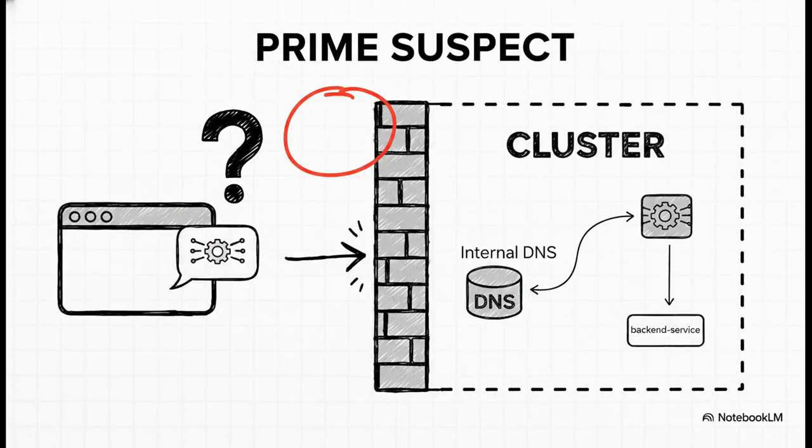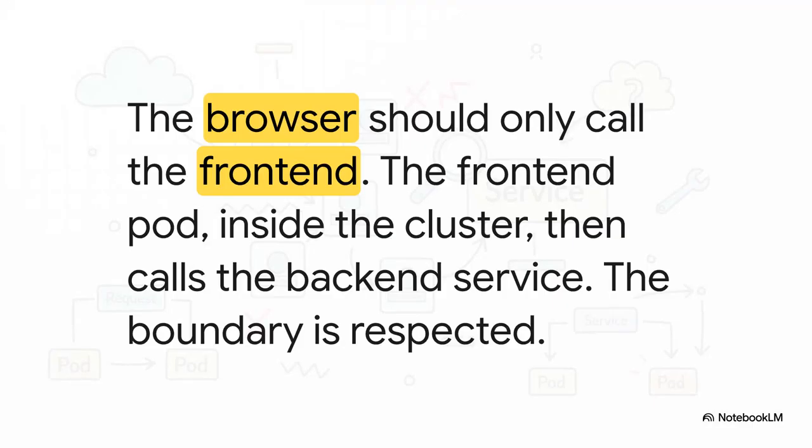And that leads us directly to our prime suspect. The browser, which is running on the user's machine, is trying to resolve the name backend service. But that name only exists within the Kubernetes private internal network. The browser has absolutely no idea what that is or how to reach it. And with that, case closed.